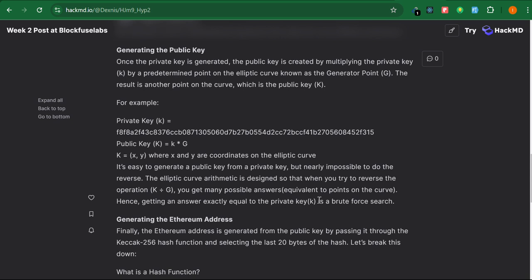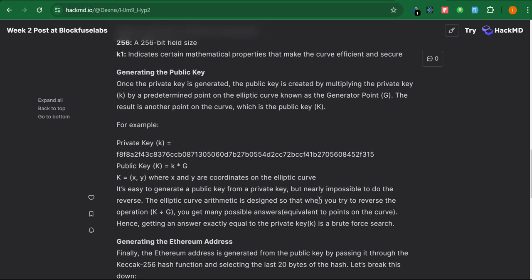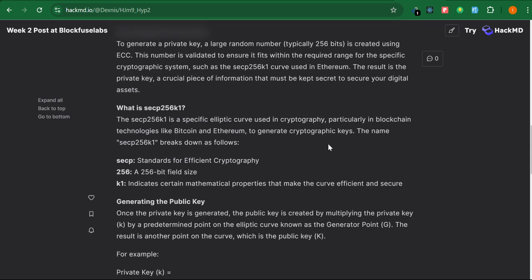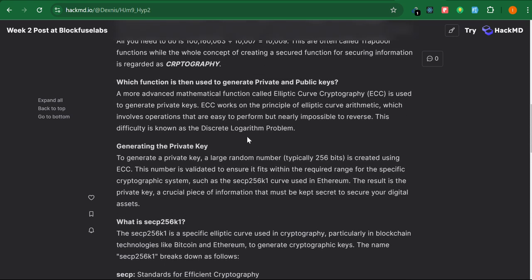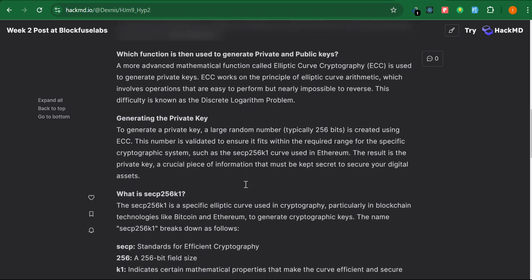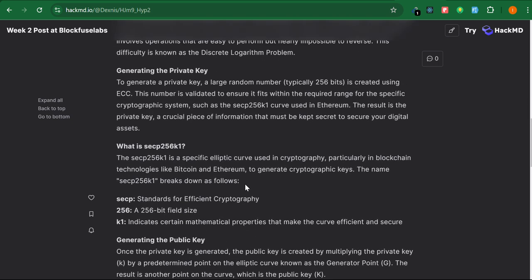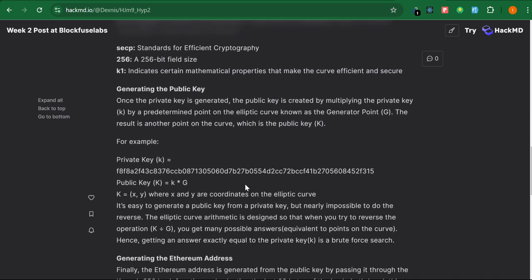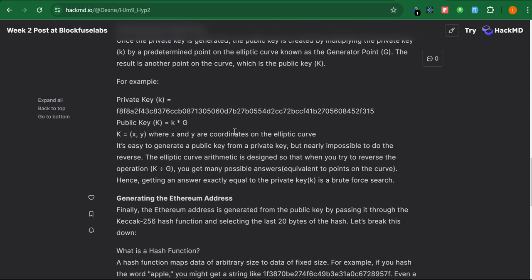Okay, so now we've seen how private keys are generated. Once they are generated, all other generation, which include the public key and the Ethereum address, are generated based on the private key. So the private key, once again, is generated randomly, which includes 256 bits, using elliptic curve cryptography. Once that is generated, that is the most difficult part. Once the private key is generated, then it becomes easier to generate the public key using this formula.